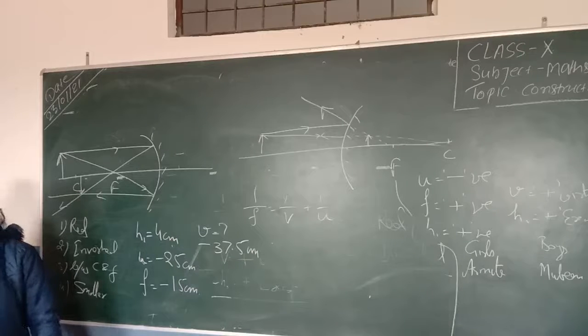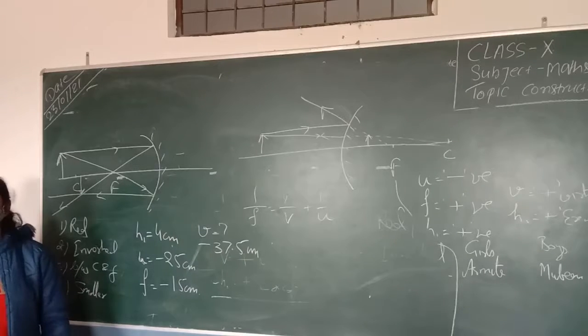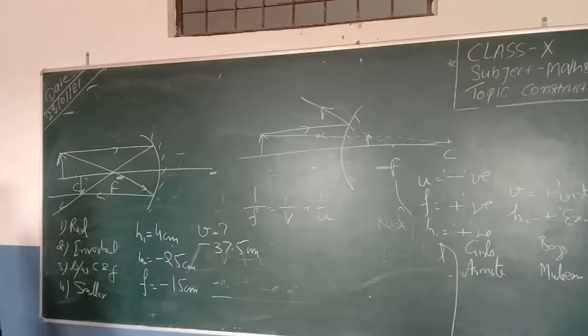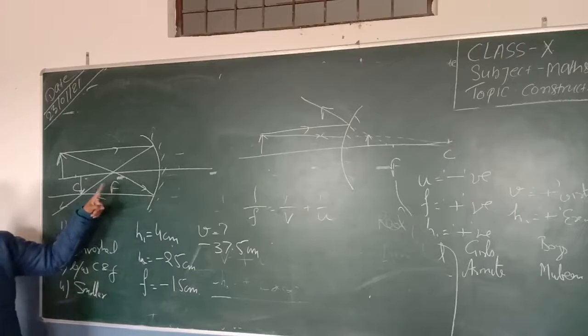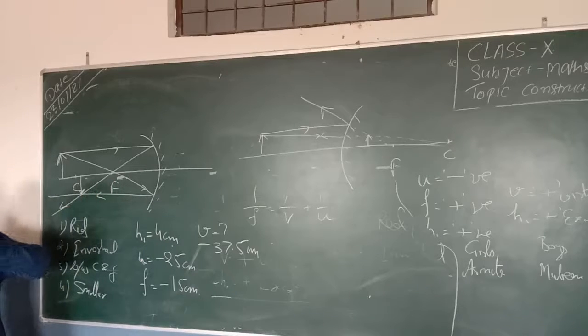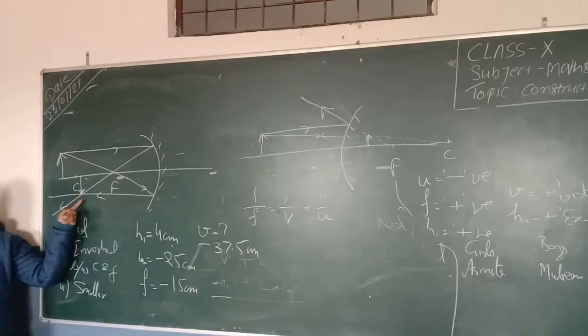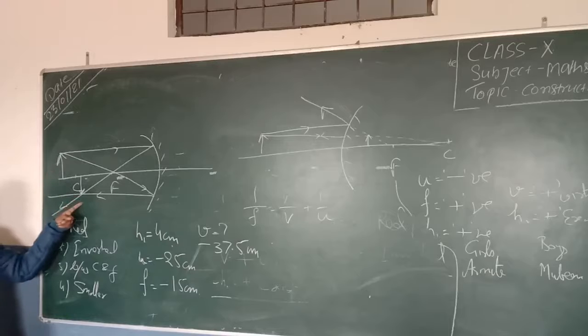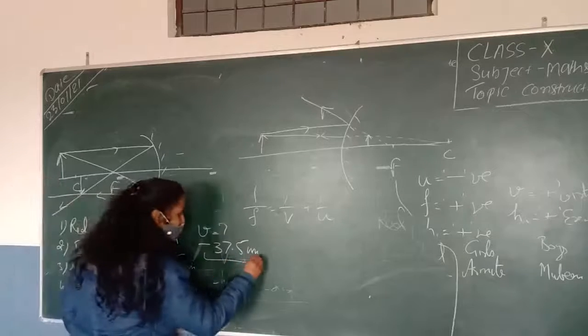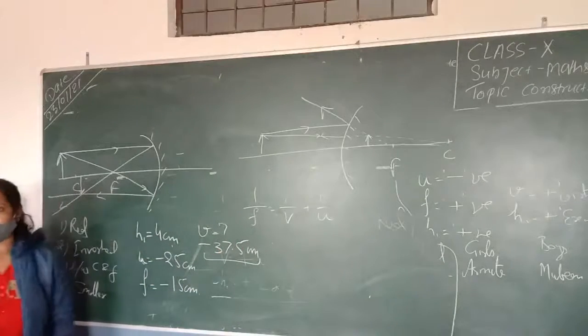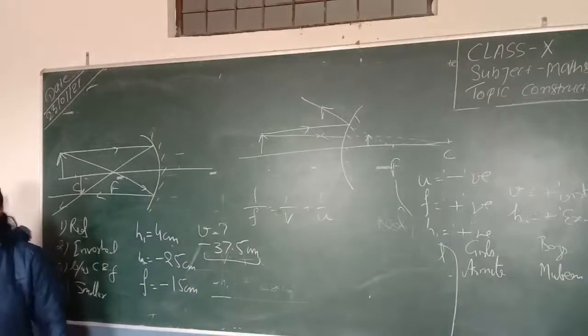Anshika? Yeah. The negative sign shows that the image is real, since the image is formed on the side where we are placing the object. So it means the image is real. So that negative sign shows that a real image is formed at the distance of 37.5.